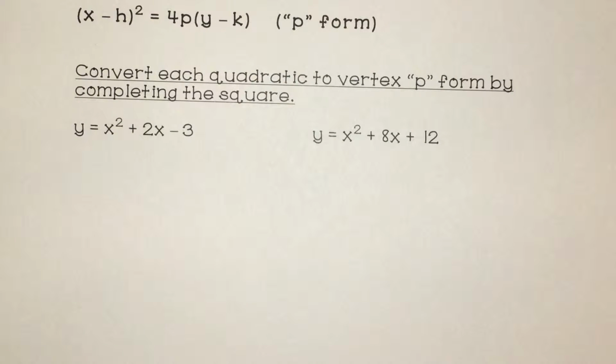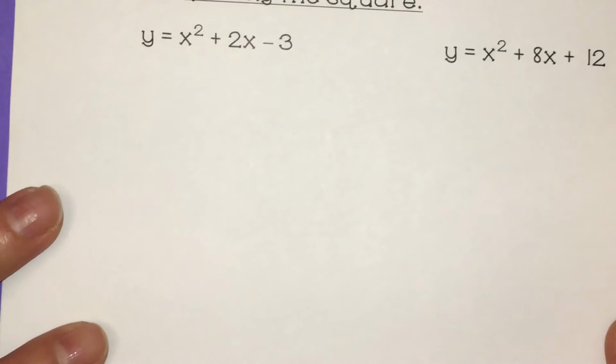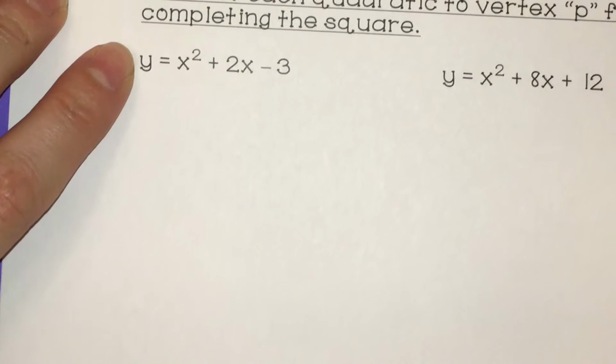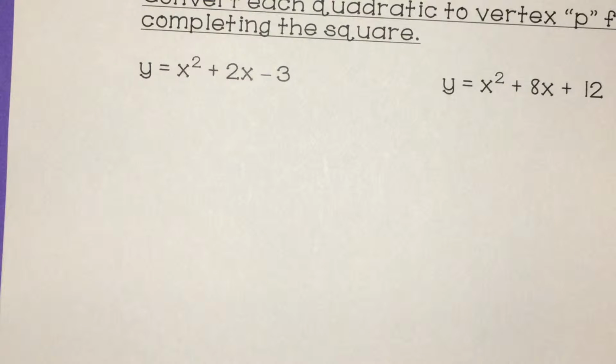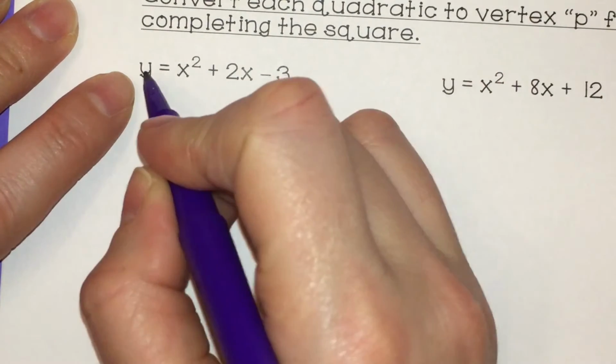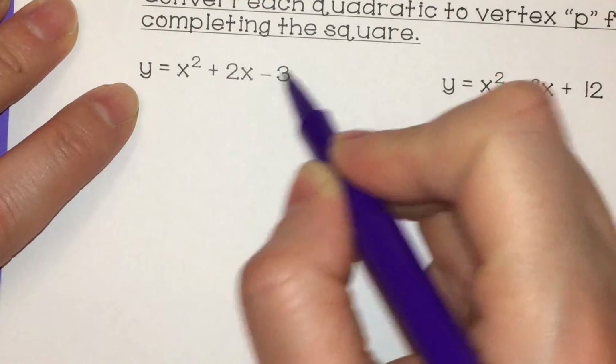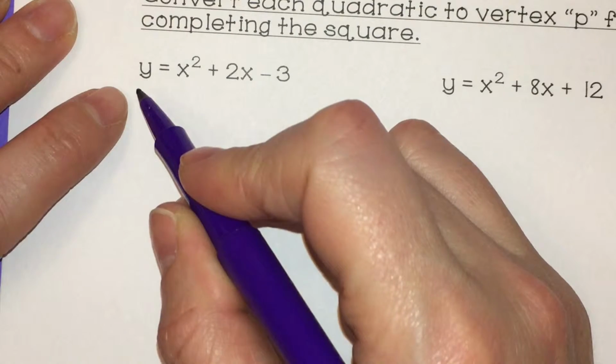So we're going to convert each quadratic to vertex p form by completing the square. I'm just going to zoom in. I'm going to start with this one. If you've solved a quadratic by completing the square, usually you don't have y involved. You have your quadratic equal to 0. But in this case, we do have y involved. So we want y and our constant, so the number that's not multiplied by a variable, all on the left side of the equal sign.